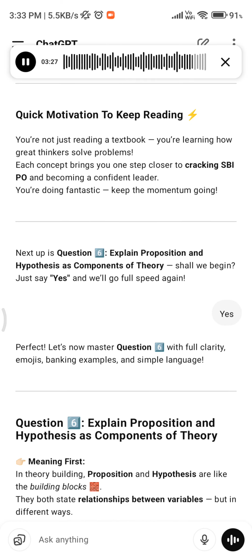Quick motivation to keep reading. You're not just reading a textbook, you're learning how great thinkers solve problems. Each concept brings you one step closer to cracking SBI PO and becoming a confident leader. You're doing fantastic. Keep the momentum going.